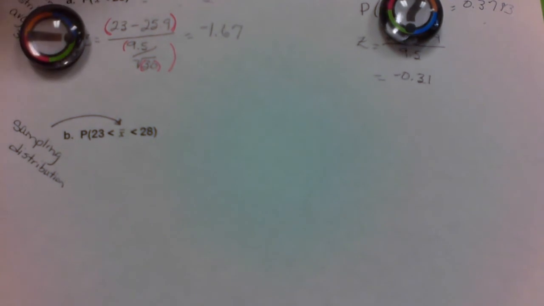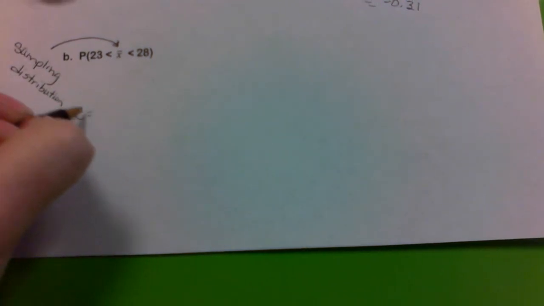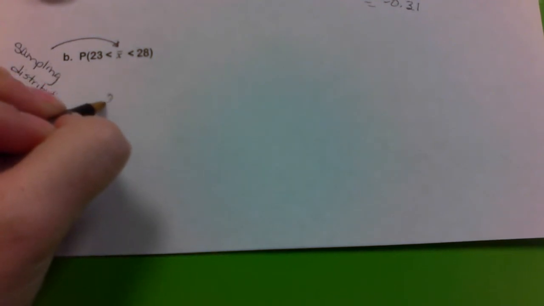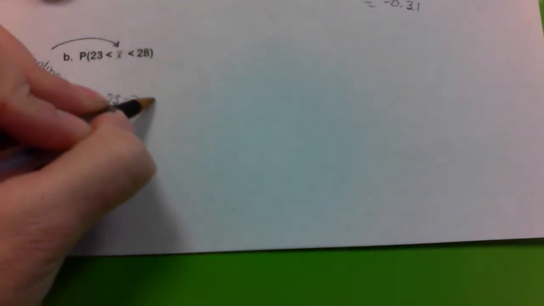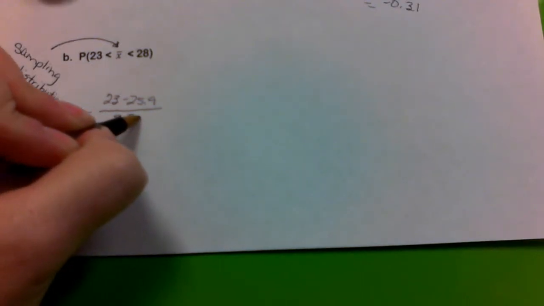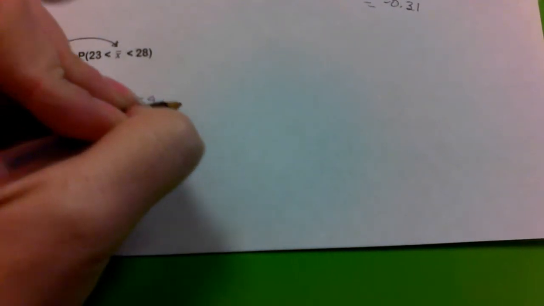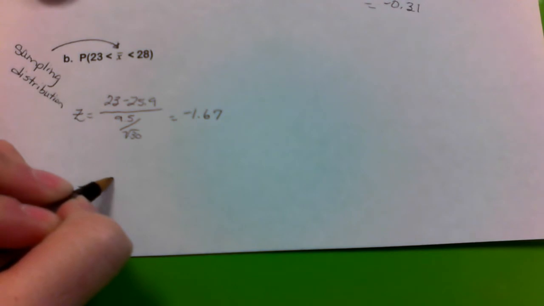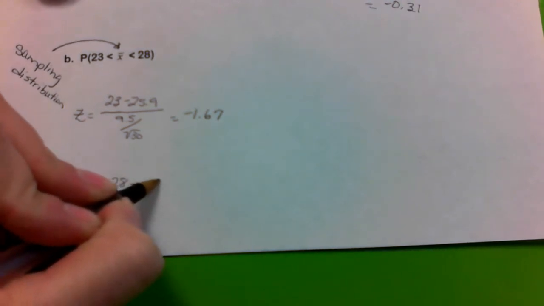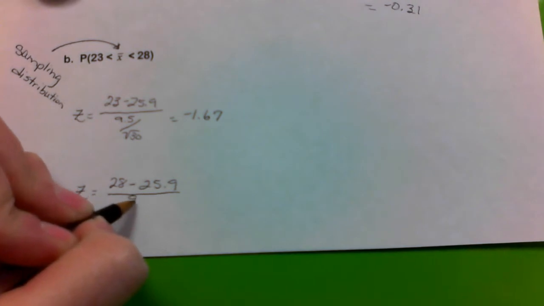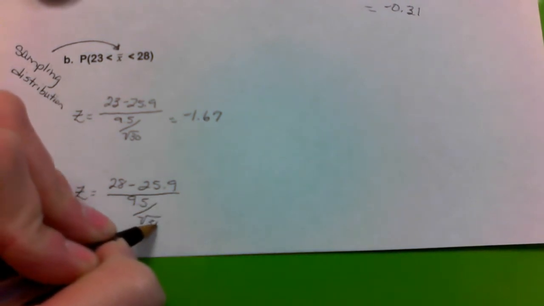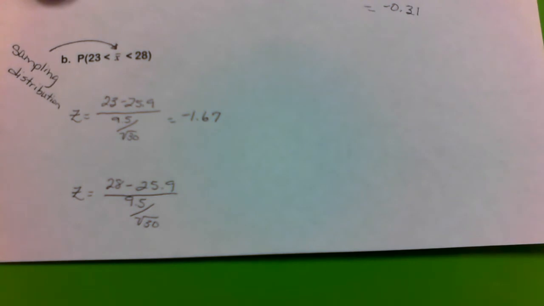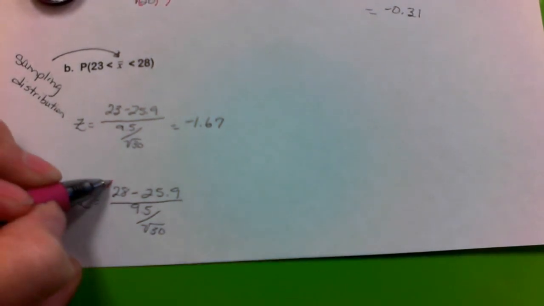Now, down here we have in between, and it's still x bar, so we're using the sampling distribution. So I have to find the z value for 23, which we just did above, 23 minus 25.9 divided by 9.5 divided by the square root of 30. We already found that to be negative 1.67. Then I have to find a second one, which would be 28 minus 25.9 divided by 9.5 divided by the square root of 30. So, again, the key is knowing where your parentheses go.